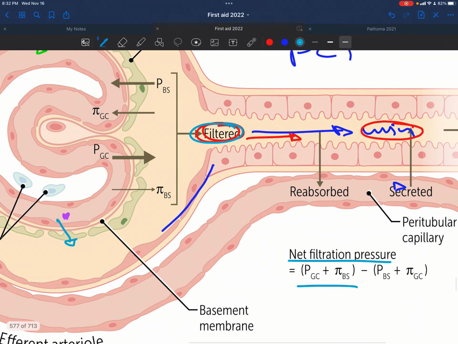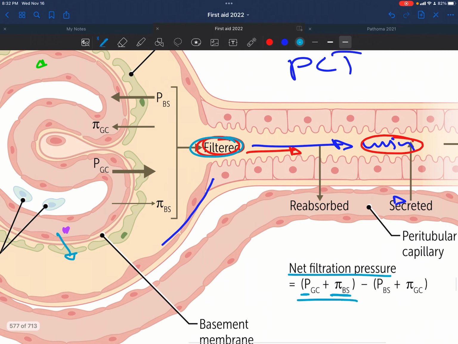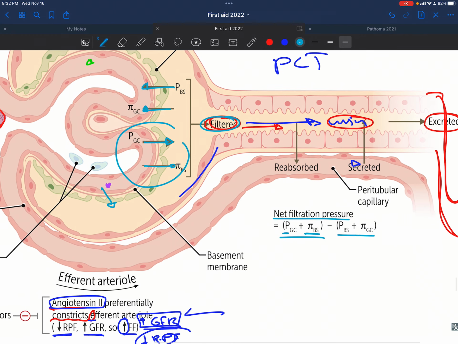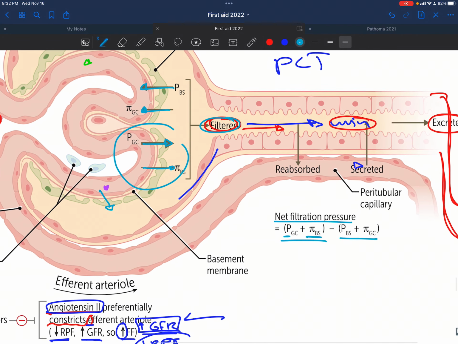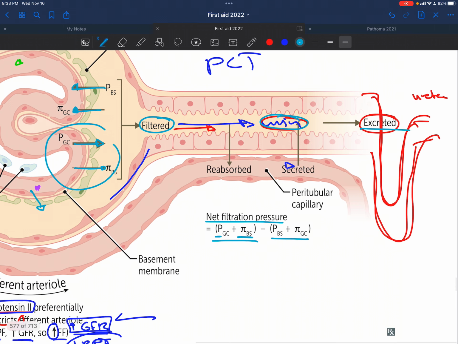So we add the hydrostatic pressure of the glomerulus plus the oncotic pressure of the Bowman capsule, the pressures going in the same direction, and then subtract the pressures going in the opposite direction. The result of this equation determines how much of a solute is going to be filtered, swim in the urine, and get excreted from the body.